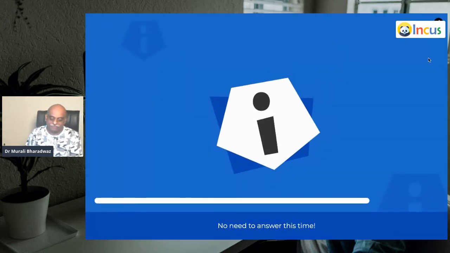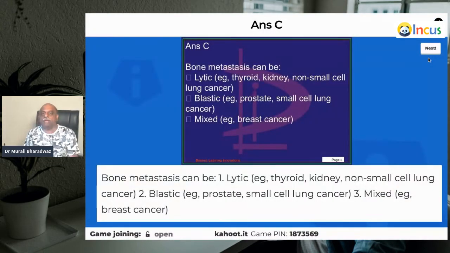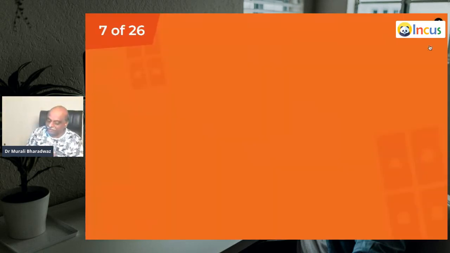Very good, doctor. So you should remember thyroid, kidney, non-small cell carcinoma, they are lytic. Prostate, small cell lung cancer, they are blastic. And breast cancer is both osteoblastic and osteolytic is what you need to emphatically remember for the tomorrow's exam.